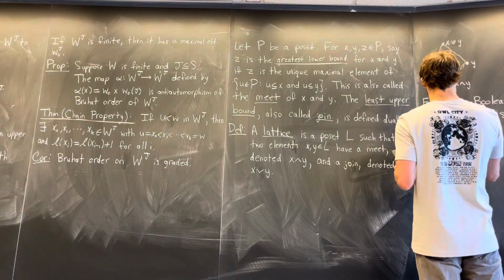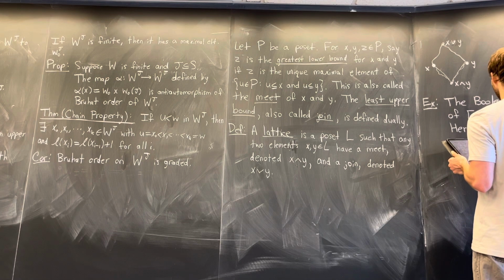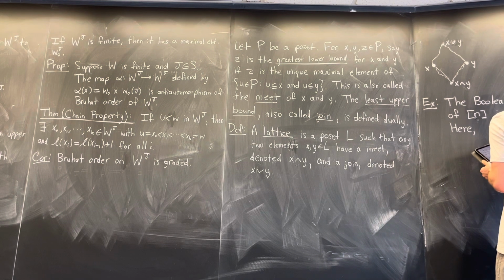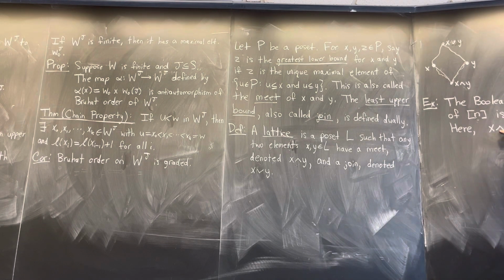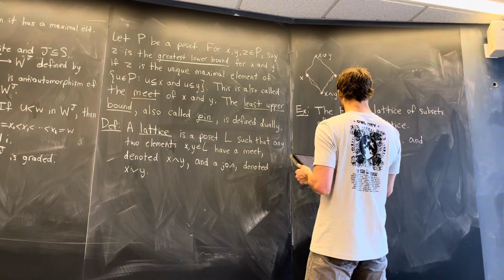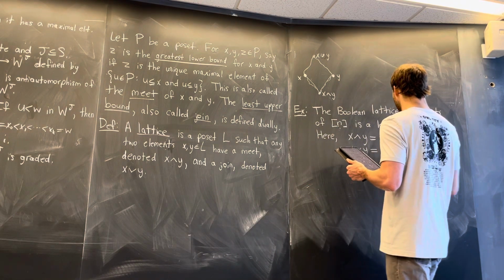So here, if I take x meet y, so again, x and y are subsets of the numbers from 1 to n. Their meet will just be their intersection. And so you can see the meet symbol kind of looks like a pointy version of the intersection, which is maybe a better way of remembering this. And similarly, the join is the union. Okay.